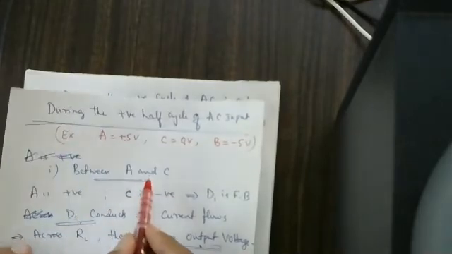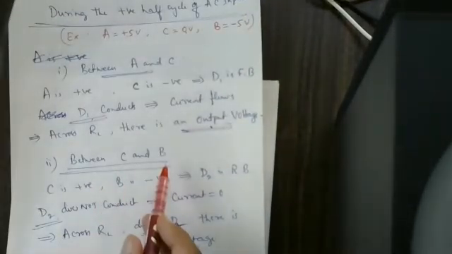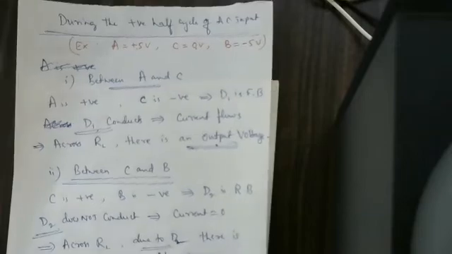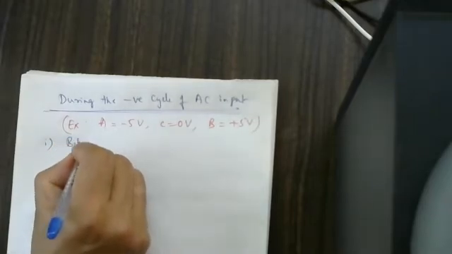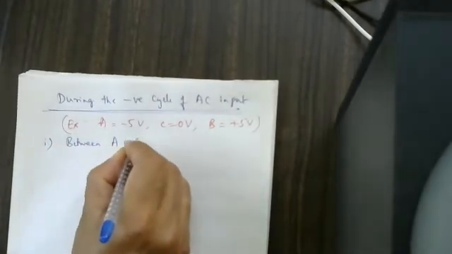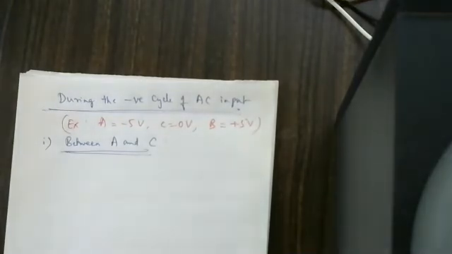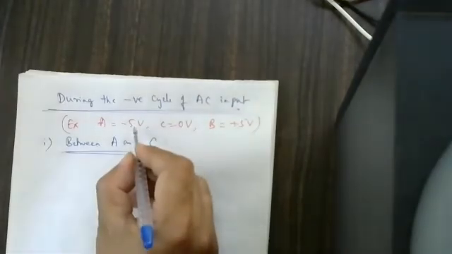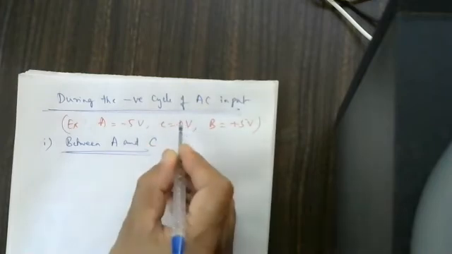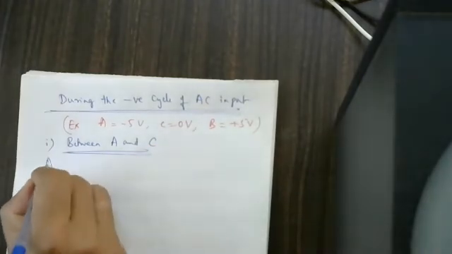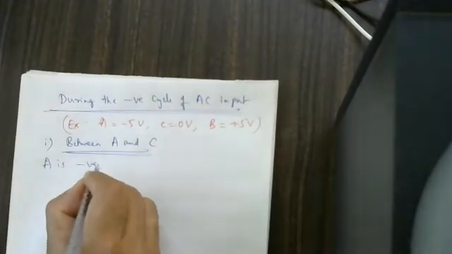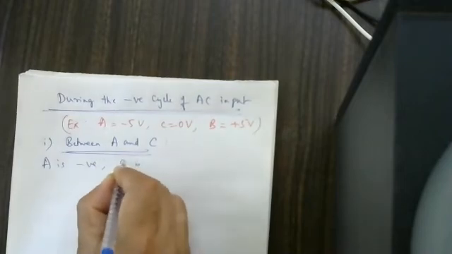If it is happening, similarly, between A and C, what will happen? We had to write. Between C and B, what will happen? We had to write. So what is happening here? Okay, first one, number 1: between A and C. Between A and C, A is negative, C is positive. Therefore, I can write A is negative and C is positive.